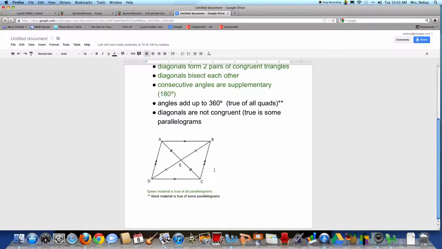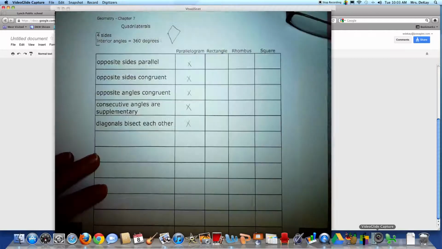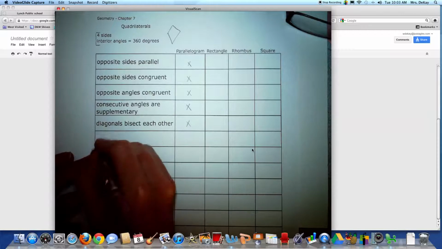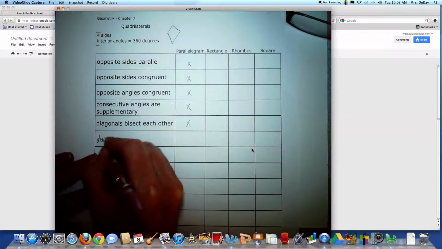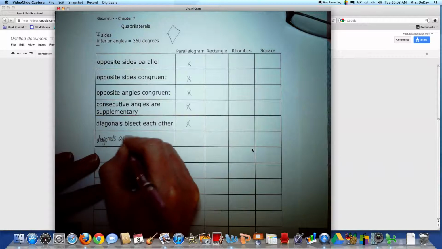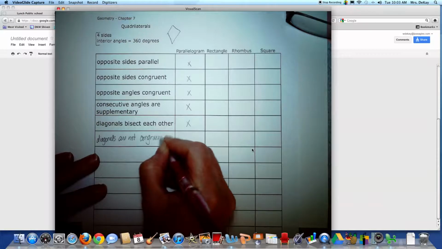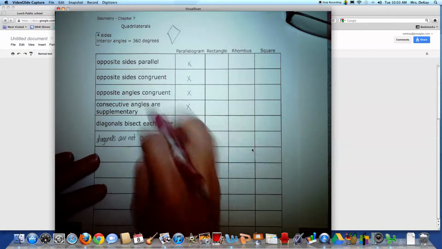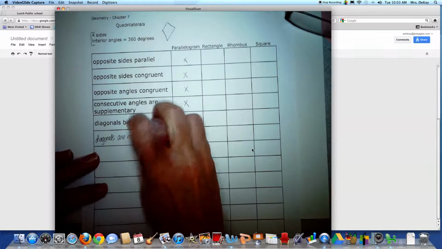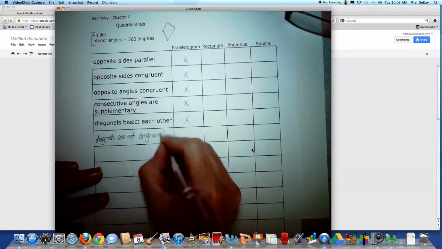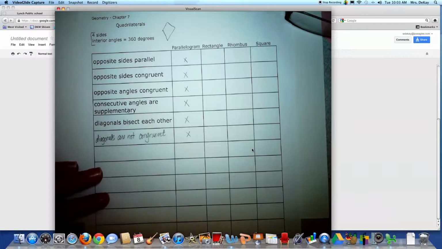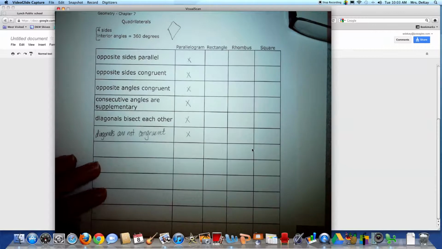So I think I want to add that right here. I left you room to add some things. So let's add that the diagonals are not congruent. It would help if I could spell it right. The diagonals are not congruent is true of a parallelogram. Like I said, this gets a little bit confusing.